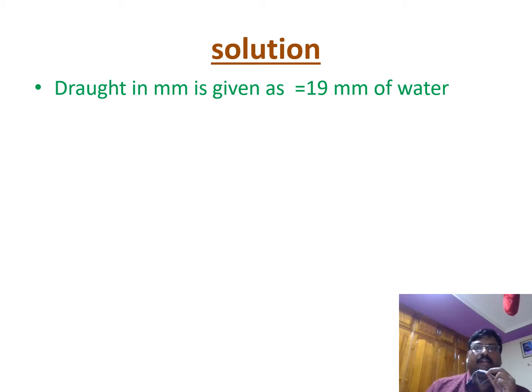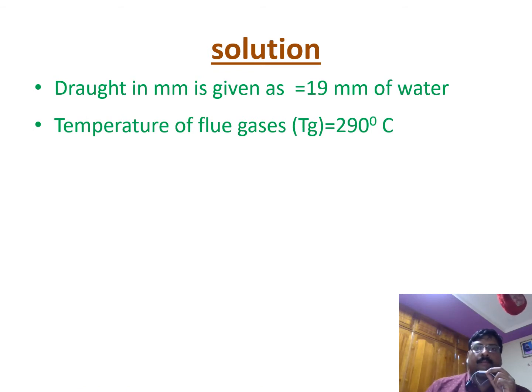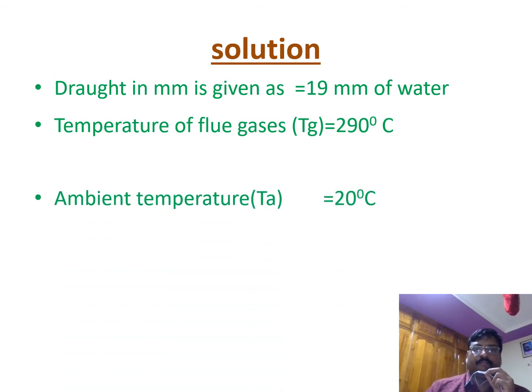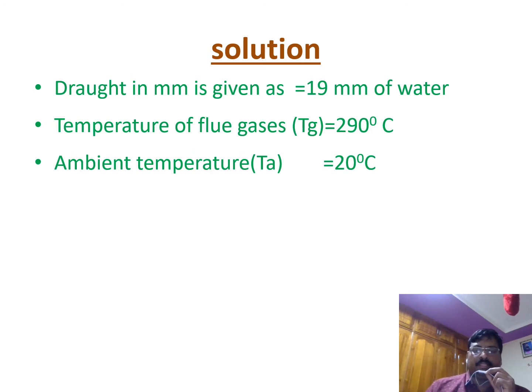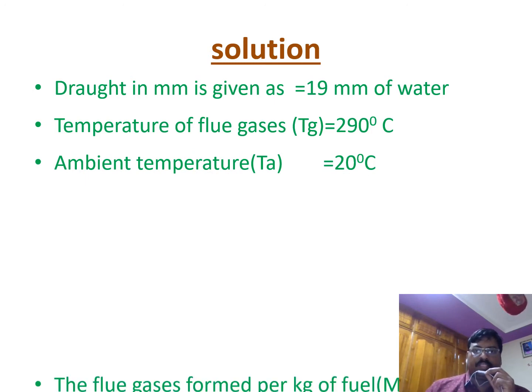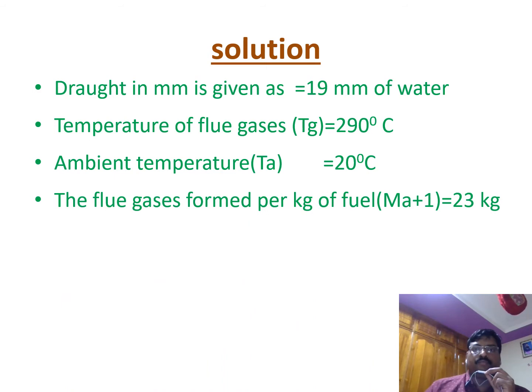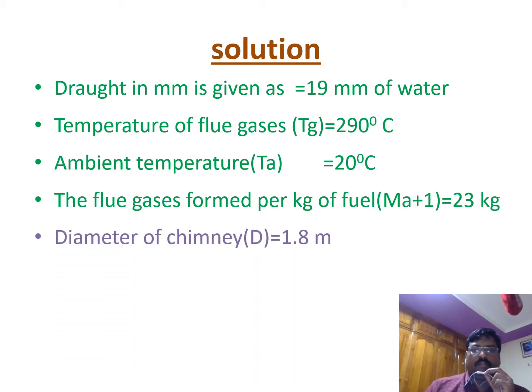The draught is given as 19 mm of water. Temperature of flue gases is given as Tg equal to 290 degrees centigrade. Ambient temperature is given as Ta equal to 20 degrees centigrade. Flue gases formed per kg of fuel, that is ma plus 1, is equal to 23 kgs. This is the data given. Now the diameter of the chimney is given as D equal to 1.8 meters.